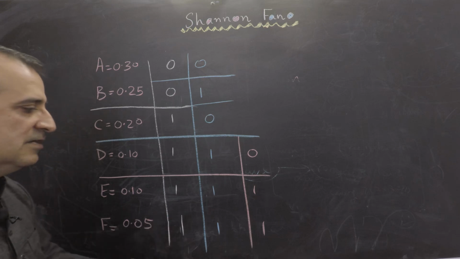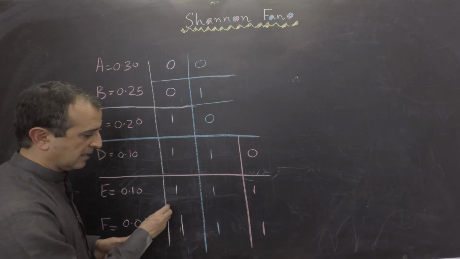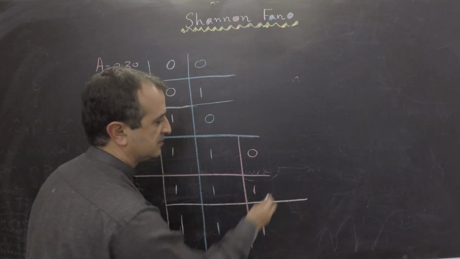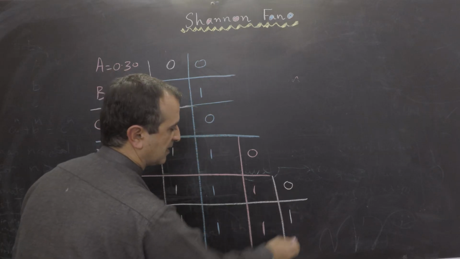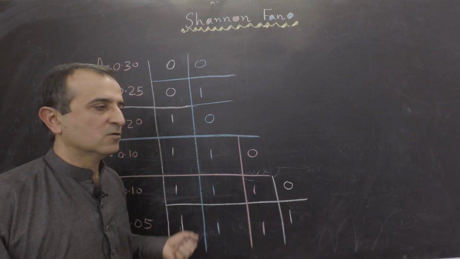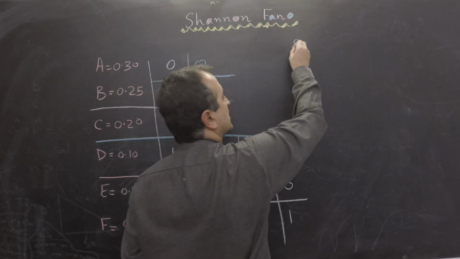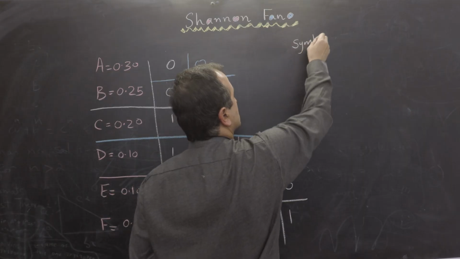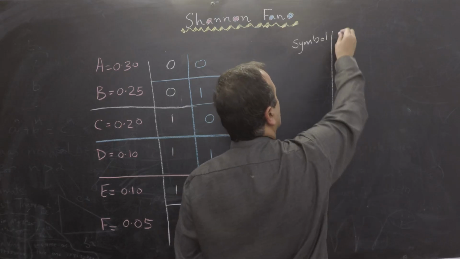Finally, we have only one choice left to divide this partition. So we draw a line here and symbols in the higher partition will get 0 and the lower partition will get 1. So we are able to find code words corresponding to each symbol. So here we write our symbols and then here we write the corresponding code words.